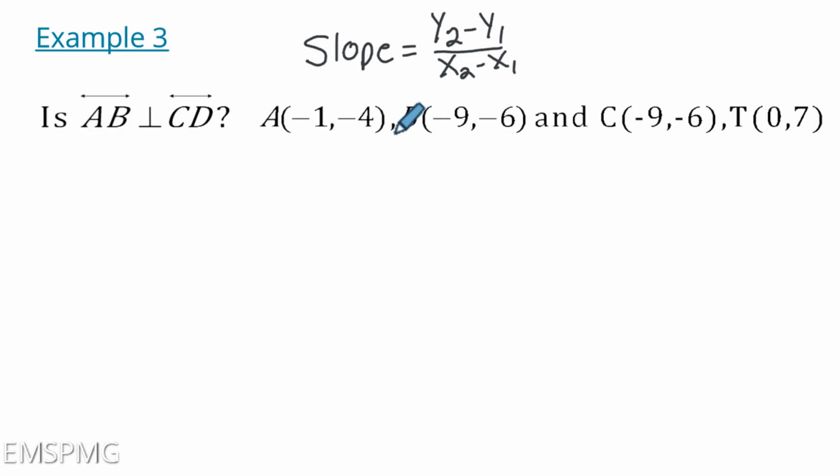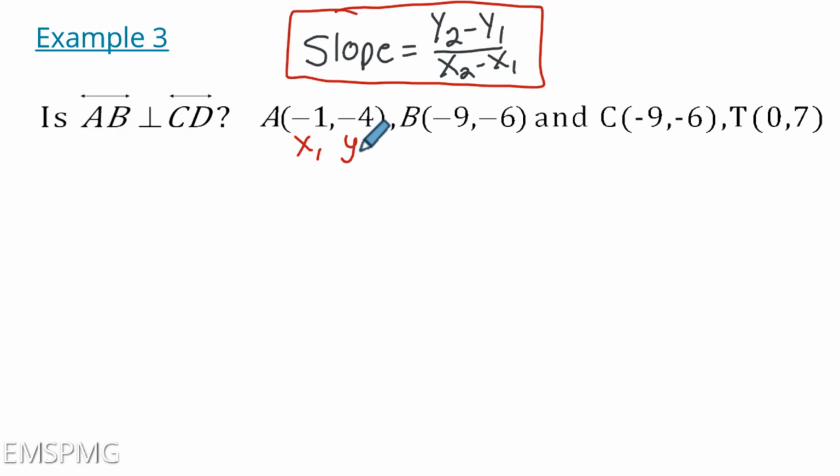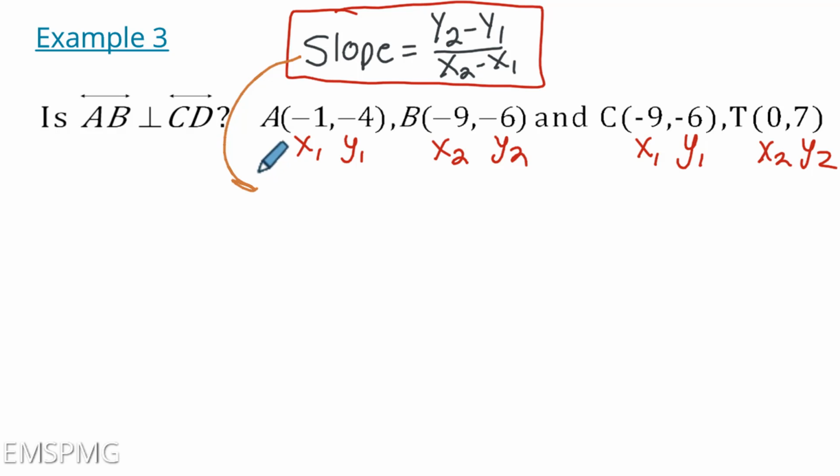Say they give you coordinates and not equations, then we need to use this formula to find the slopes, y2 minus y1 over x2 minus x1, and then compare their slopes to see if they are perpendicular. So step one is I would label your coordinates. So this is x1, y1, and then x2, y2, and then x1, y1, x2, y2. Okay, and then to find the slope, I'm just going to plug into this equation down here.